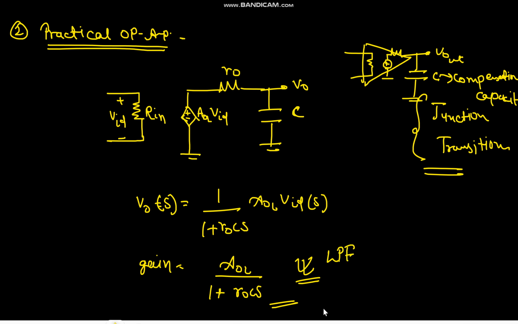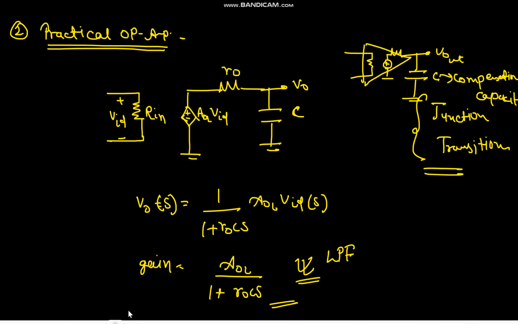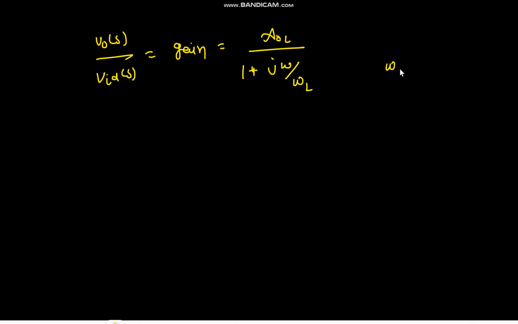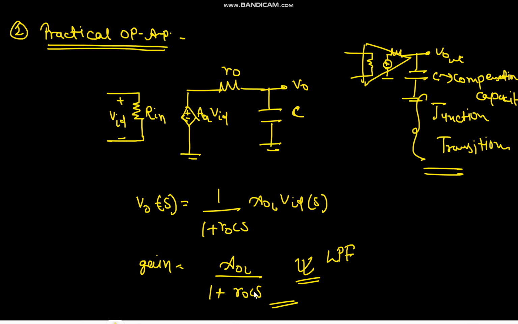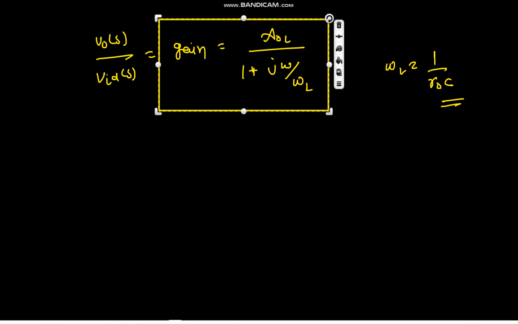Now what is this expression? This is a low pass filter, right? Let me write it again. V naught S upon VID S equals gain equals open loop gain upon 1 plus j omega upon omega L, where my omega L is 1 upon R naught C. S is simply replaced by j omega, and omega L is 1 upon R naught C. So this is my final expression, and this is the transfer function of a low pass filter.